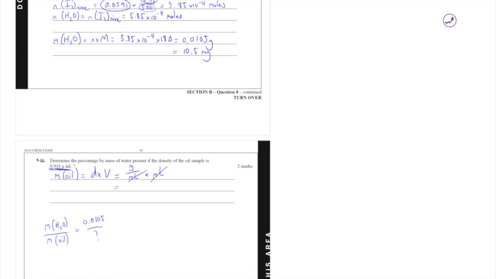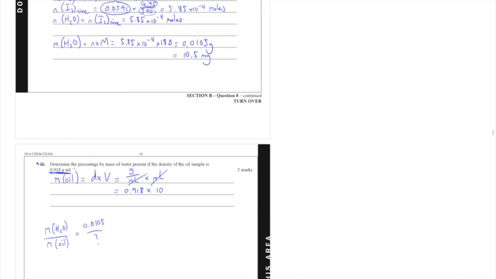So putting those numbers in, 0.918 times, how many mils of oil was there? What states in the question? It was a 10 mil sample of oil. So I'm going to simply multiply that by 10, and that gives me a mass of oil of 9.18 grams. So now I'm going to continue the working down here, guys.